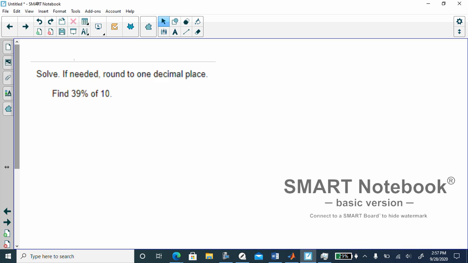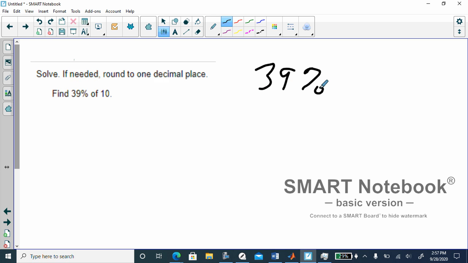So now let's do this one. So this one says find 39% of 10. So if we want to know 39% of 10, then we need 39% as a decimal. So our decimal is normally here. And if we do DP, if we're going from percent to decimal, we have to move the decimal place over. So that would be 0.39.